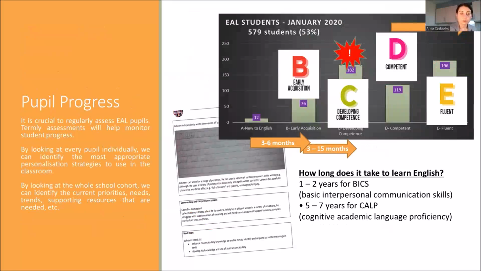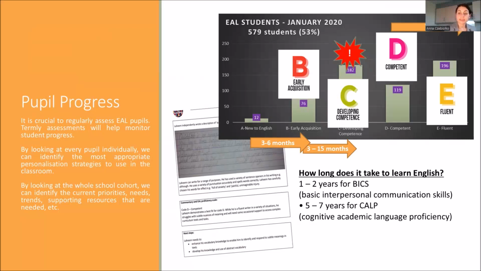It is crucial to regularly assess EAL pupils. Termly assessments will help monitor student progress. By looking at every pupil individually, we can identify the most appropriate personalization strategies to use in the classroom. By looking at the whole school cohort, that we have an example on the screen, we can identify the current priorities, needs, trends, supporting resources that are needed.